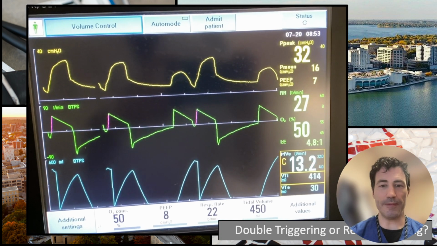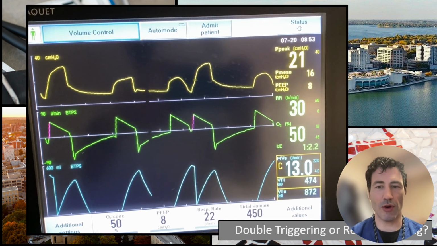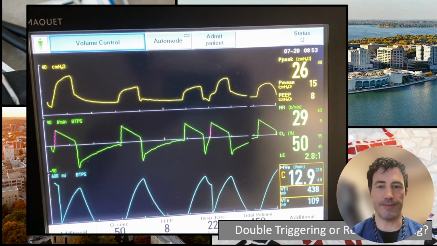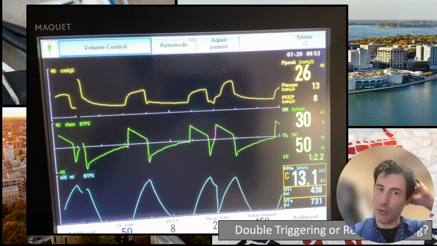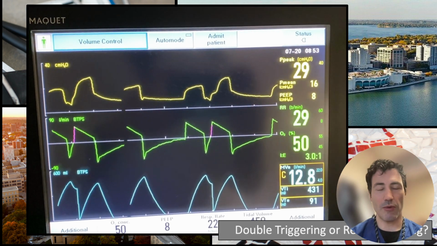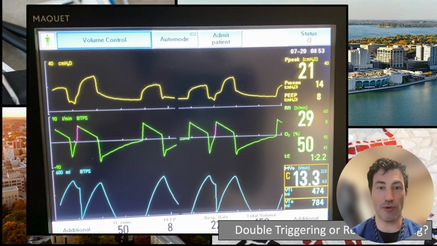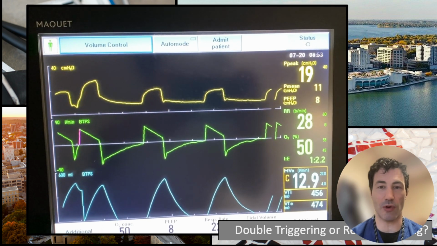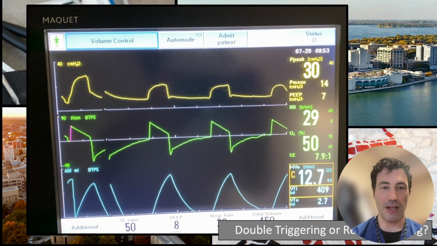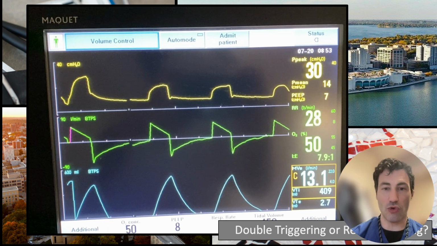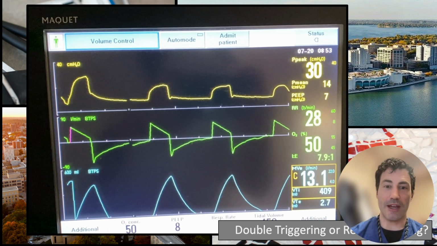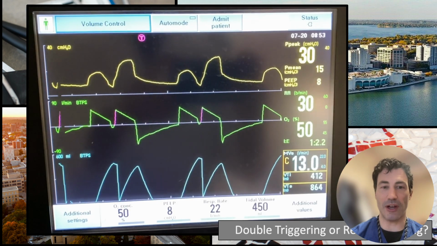All right, here's another one. Double triggering or reverse cycling. Let's take a look. This time I see very similar waveforms, very similar mode. We see the pressure spike with the second breath because they're getting big tidal volumes. It's double the tidal volume that you think you're setting, right? So if you're getting 2 breaths back to back of 500 milliliters without breathing out in between, you're going to get a 1 liter tidal volume here.